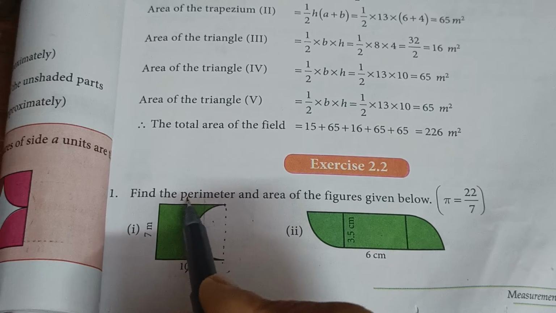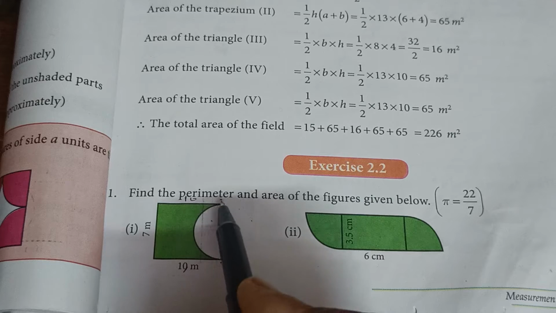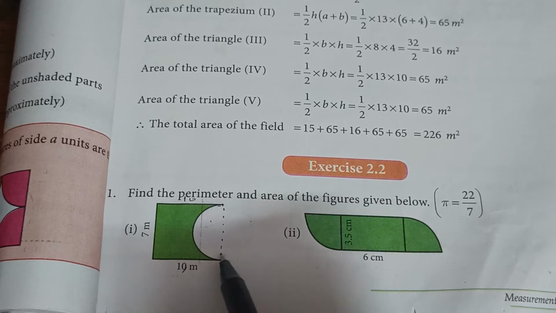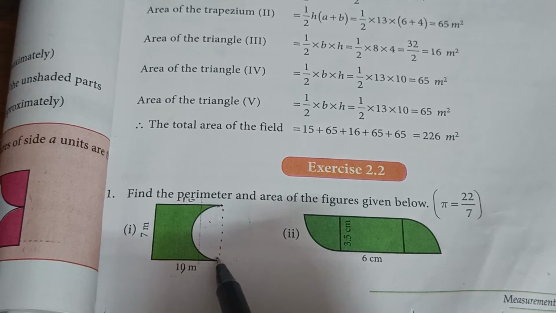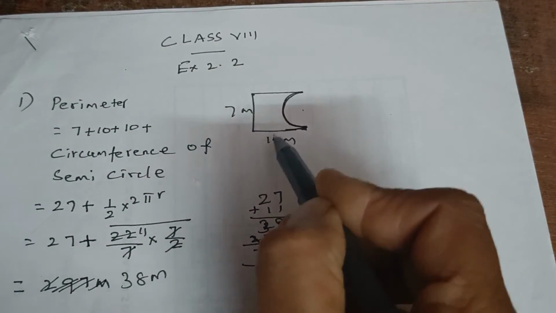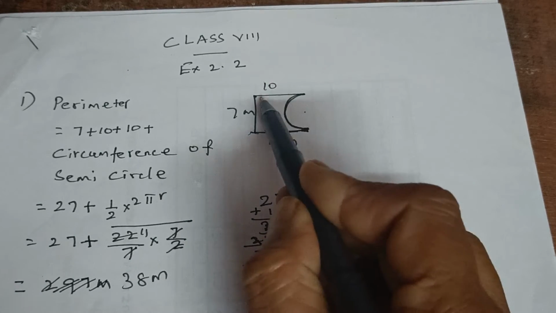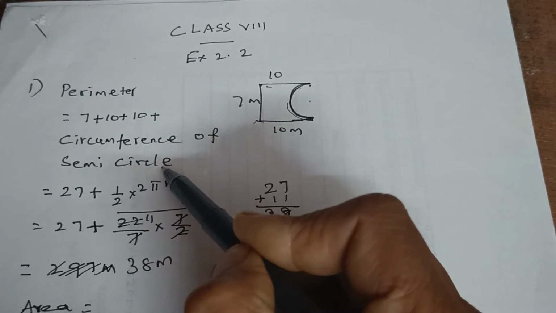This is 10, which means this is also 10. So 10 plus 7 plus 10 plus, not this line, this is the line we need: the length of this curved line, which is nothing but the circumference of the semicircle. So that is how we get the perimeter. We'll see now how to do the sums. Perimeter is, what is it? 7. This is 10. This is also 10. So it is 7 plus 10 plus 10 plus the circumference of the semicircle.